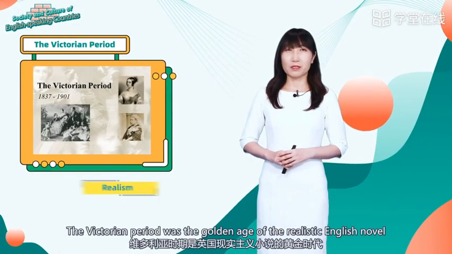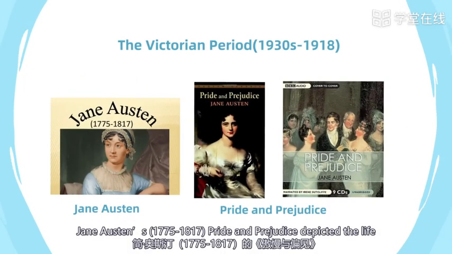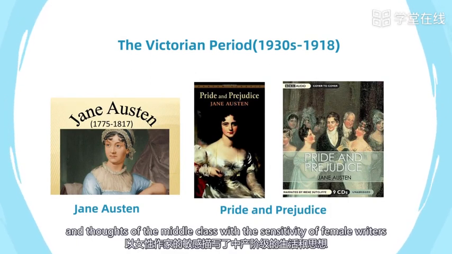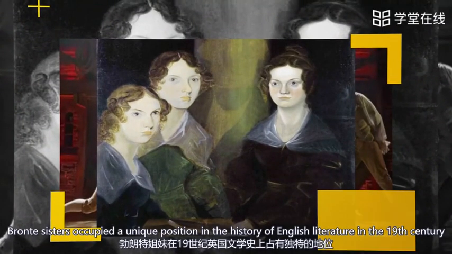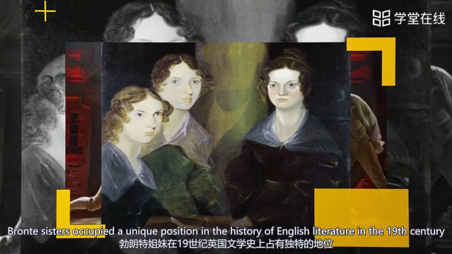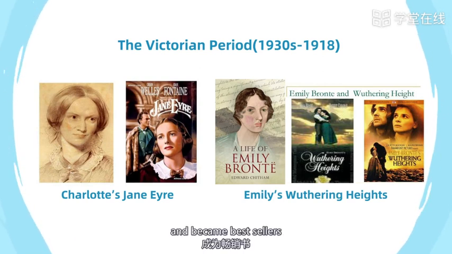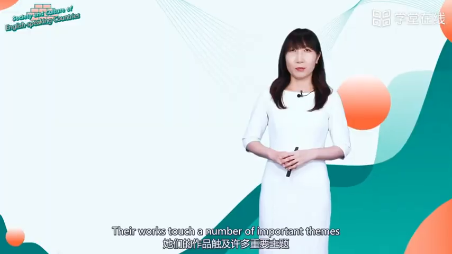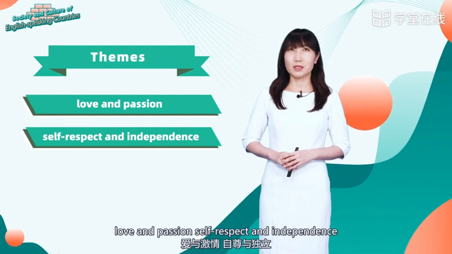The Victorian period is the golden age of the realistic English novel. Jane Austen's Pride and Prejudice depicts the life and thoughts of the middle class with the sensitivity of a female writer. The Brontë sisters occupy a unique position in the history of English literature. Charlotte's Jane Eyre and Emily's Wuthering Heights attracted great critical attention and became bestsellers. Their works touch a number of important themes: love and passion, self-respect, and independence.